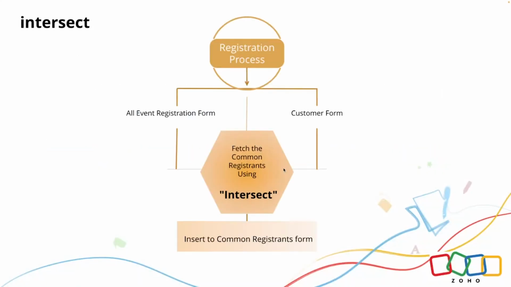Now, to explain, let's say we do have a registration process. This registration process consists of multiple forms. Let's say we have two forms which have been created. The first form is an all event registrations form, and the second one is a customer form. If I want to fetch the common registrants using the intersect, I'll fetch all the details and then put them into a common registrants form. How to use it, I'll explain in the demonstration.